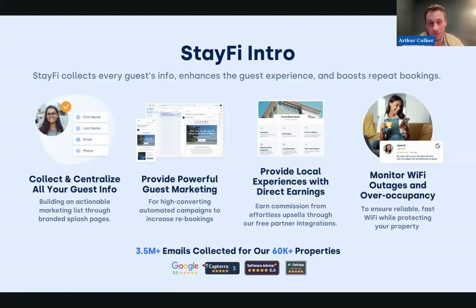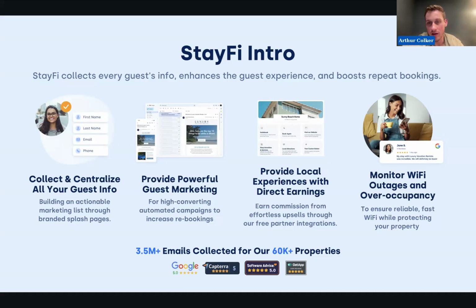Then within StayFi, we also have all the tools you need to then reach out to those guests or any other guest data that you have with email and text marketing, so that you can get them to come back and book with you again and again. And then within StayFi, we also have some fantastic guest engagement tools that can help you generate revenue other ways. That's through things like upsells, selling tours and activities.